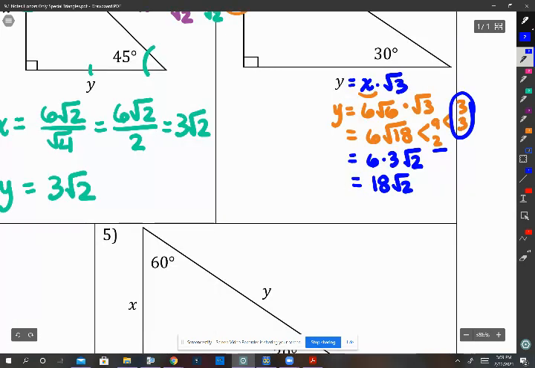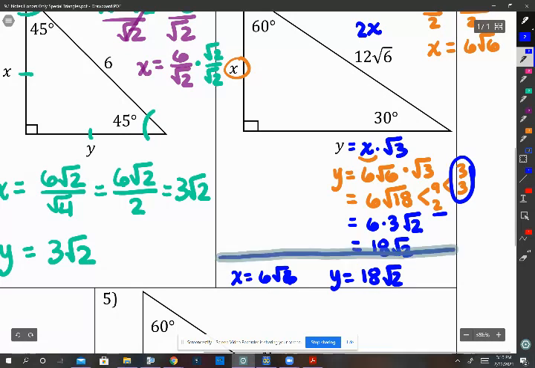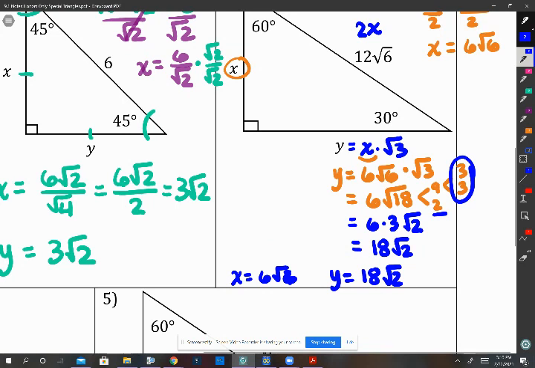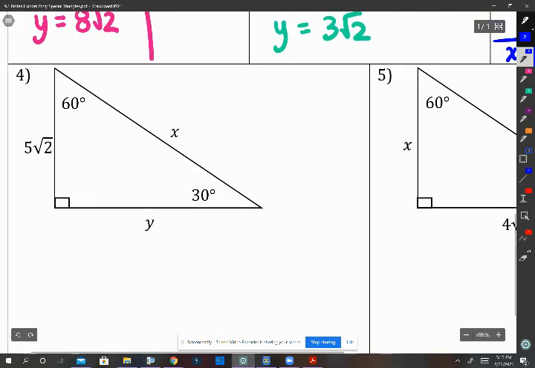So then I know my two values. I know that x is 6 root 6. Oh, that's not a 6. It's 6 root 6. And y is 18 root 2. And that would be my solution. And I'm pretty sure they make you keep it with the radical. I don't think they like it as a decimal, but pay attention to what the computer asks you to do, and then you'll know.